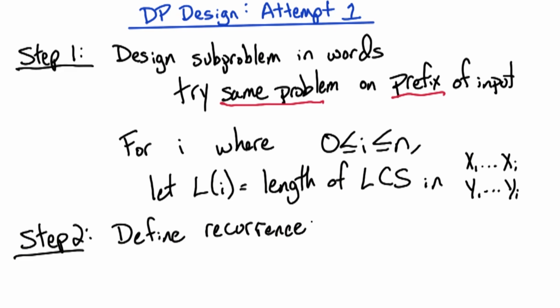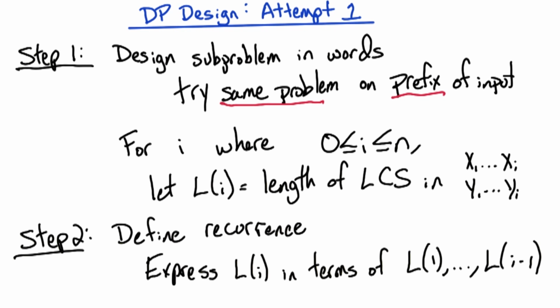Our second step is to define a recurrence. We want to express L of i in terms of L of 1 through L of i minus 1. So let's take a look at how to define the recurrence in this example that we saw earlier.